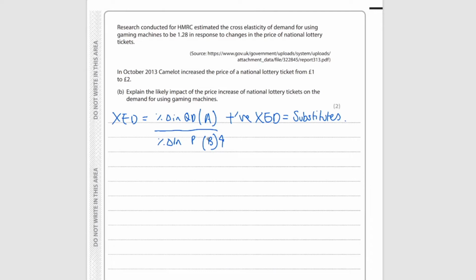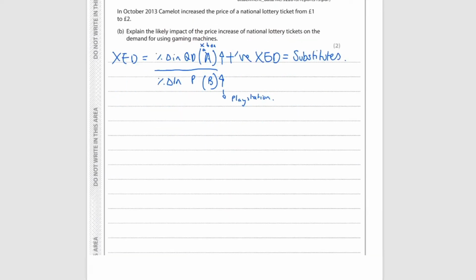Well, if there's an increase in the price of PlayStations, then you're not going to buy as many PlayStations, but you may buy more Xboxes, which is why this good might be an Xbox and this one might be a PlayStation. Okay, so if I know that they are substitutes, and we see here that Camelot increased the price of a national lottery ticket from £1 to £2. Explain the likely impact of the price increase of the national lottery tickets on the demand for using game machines.